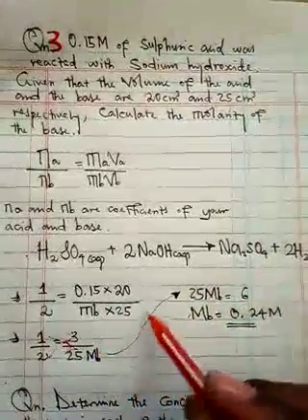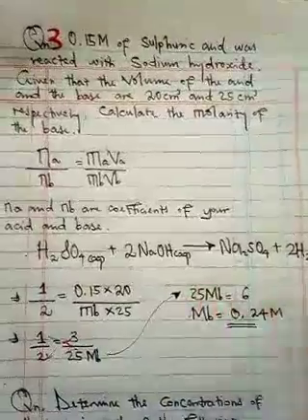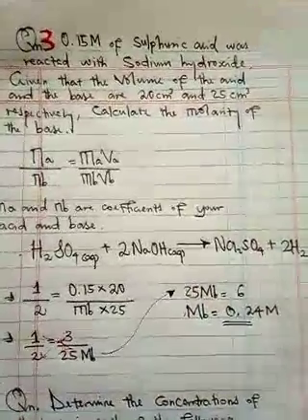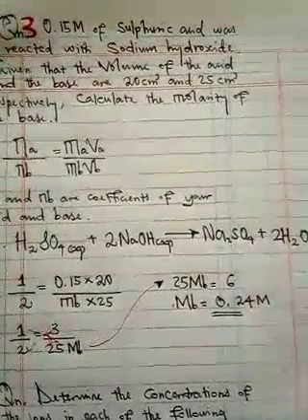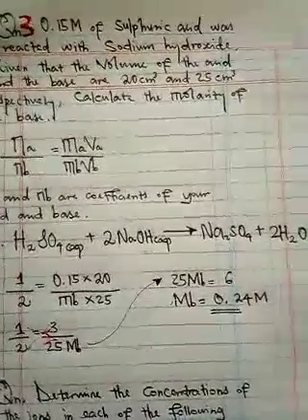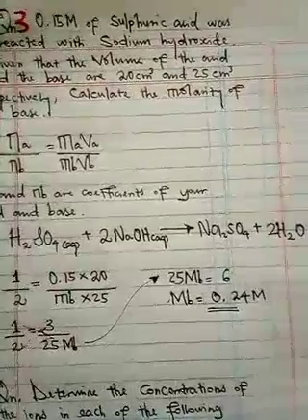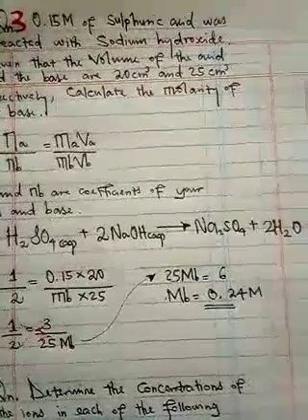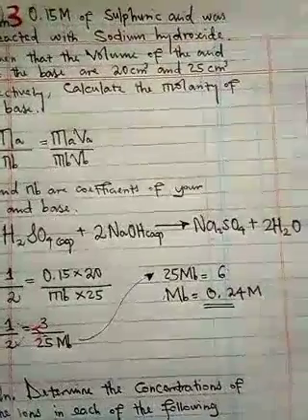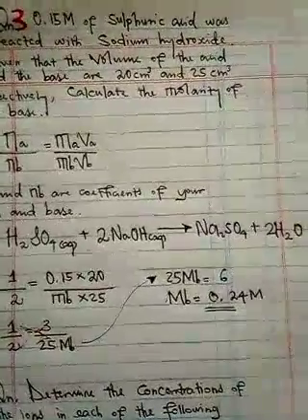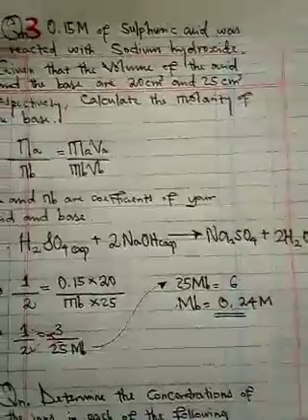So I brought this problem this side. So 25 MB will be equal to 6. And of course, if we do our arithmetics or evaluations, you're going to see that the molarity of the base is just going to be 0.24. Okay, the molarity of the base is just going to be 0.24.